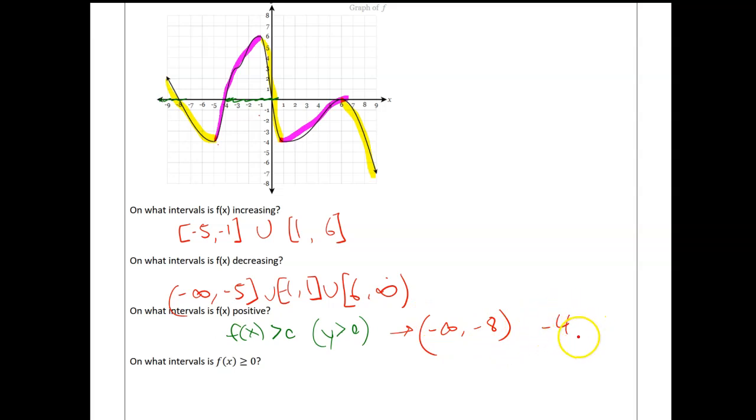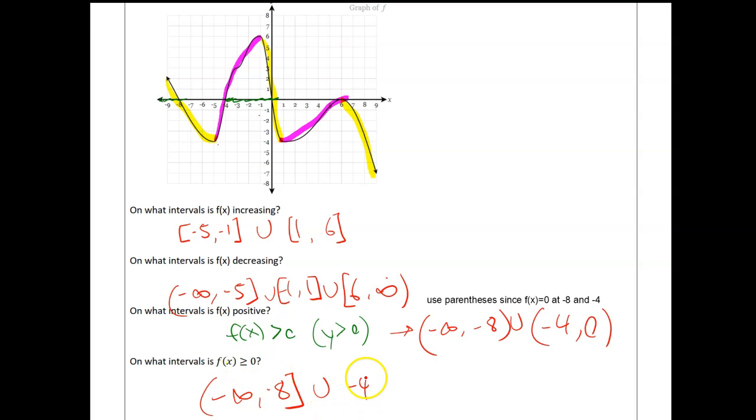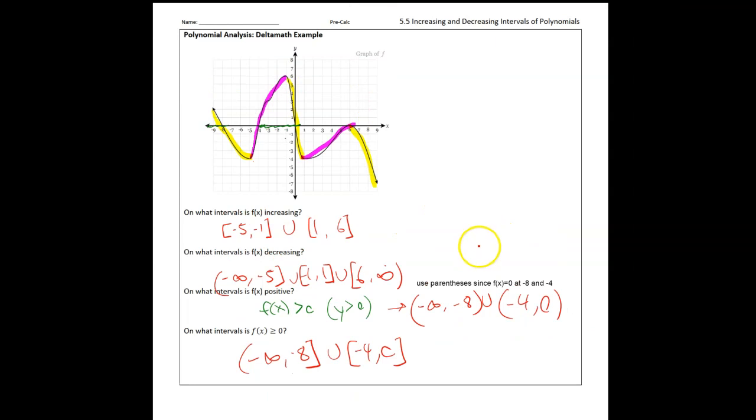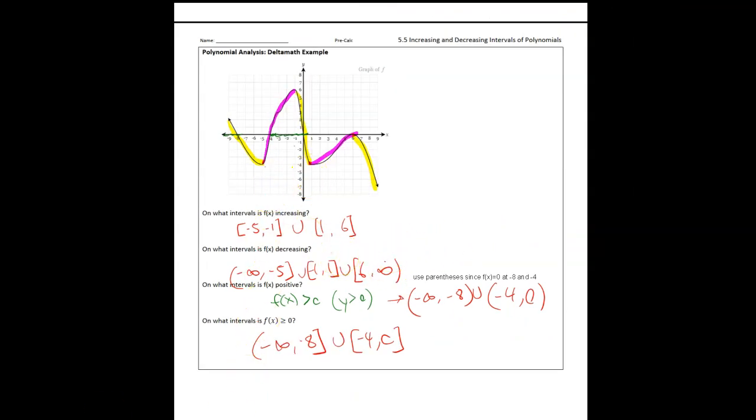My next one is from -4 to 0. And those both get parentheses. And the reason is that f of x is equal to 0 at those points. So we do not want to include those points, right? Because those points are not positive, those points are 0. Now, we have the exact opposite case here for f of x greater than or equal to 0. That would be the same intervals, but with brackets, right? Because we want to include those 0 points instead of or equal to. So this is not hard, but it can be tricky. So make sure you come back to these notes if you get stuck on this particular part of your practice.